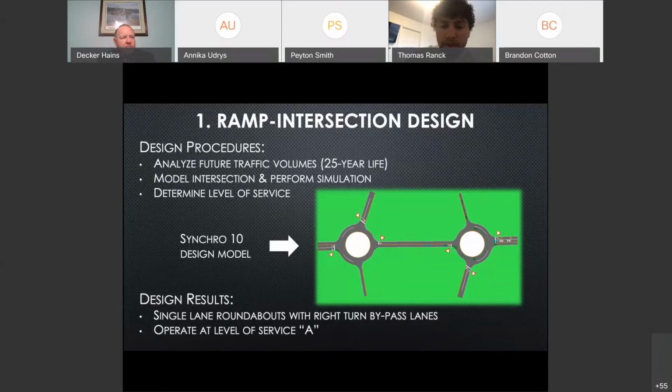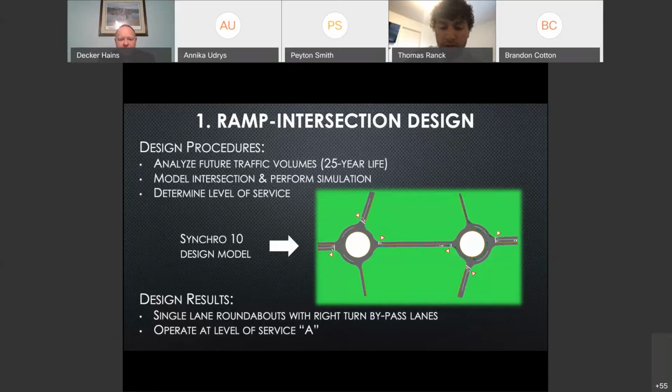Using the future traffic data and a transportation software called Synchro 10, a model was constructed and simulations were run. From the future data, AM peak hour traffic volumes for entering US 131 were used as they were the greatest. To produce a reasonable level of service for the intersections, right turn bypass lanes were used where applicable. While we designed these intersections for a 25-year life and achieved a level of service A, we also modeled the intersections for a 50-year bridge life and produced a level of service B.